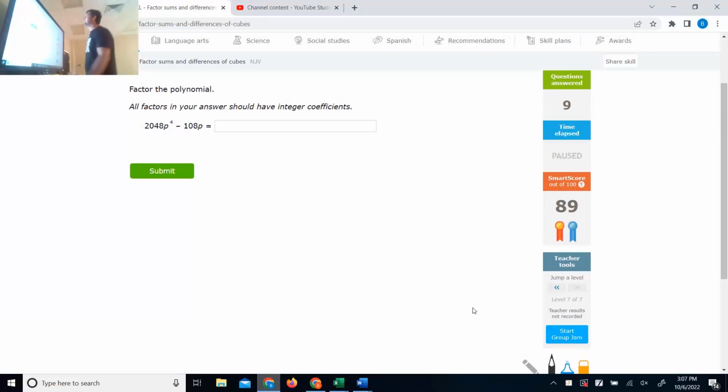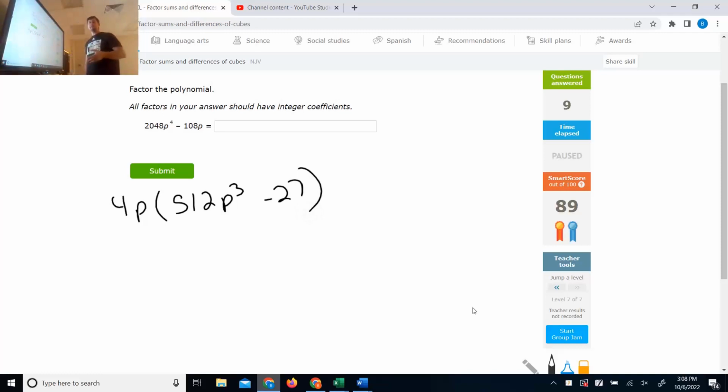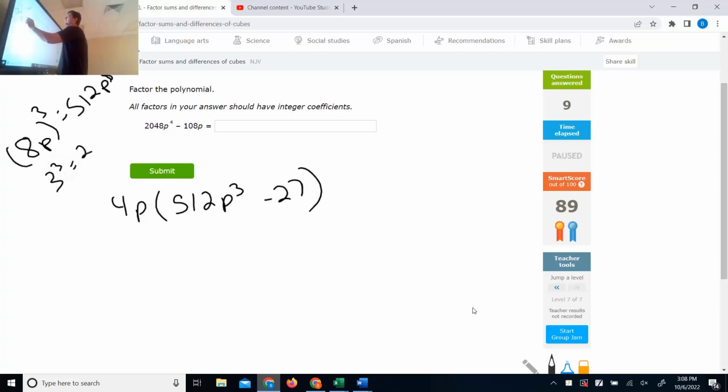All right, let's pull a 4. Pull out a 4p. If you pull 4 from 2048, you're at 512. If you pull a 4 from 108, you're at 27. What I was doing off the side there is I was trying to think about numbers that I could take cubic roots of and see how to make this possible. All right. Now I know that 8p cubed is going to give me my 512p cubed. I also know that a 3 cubed is 27. That's kind of what I was doing off to the side, trying to figure out what's going to make this happen.